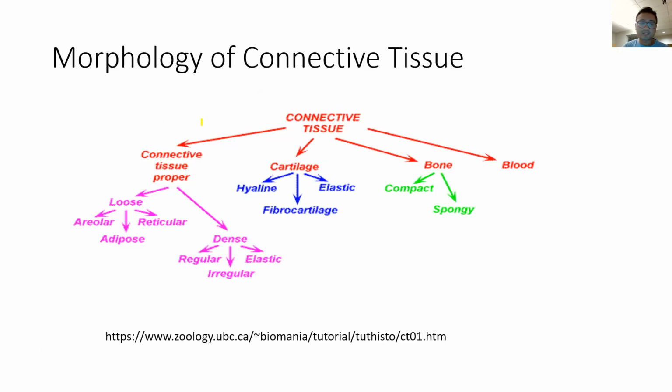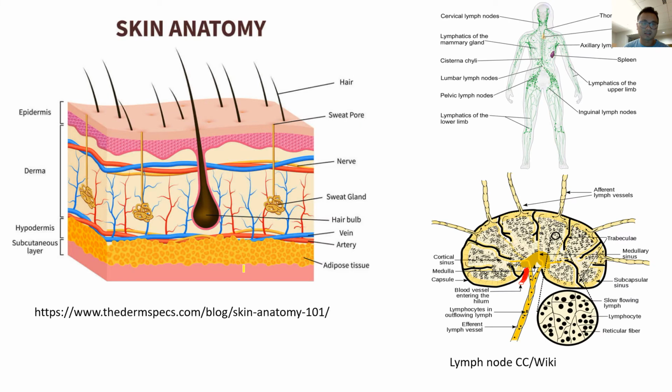So next we are going to be discussing the morphology of connective tissue. So connective tissue proper is what we're going to focus on in this video. We already have a video out on blood, and we're going to be discussing bone and cartilage in another lecture. So connective tissue proper can be defined as either loose or dense. So loose connective tissue can be areolar, adipose, or reticular, and dense can be regular, irregular, and elastic.